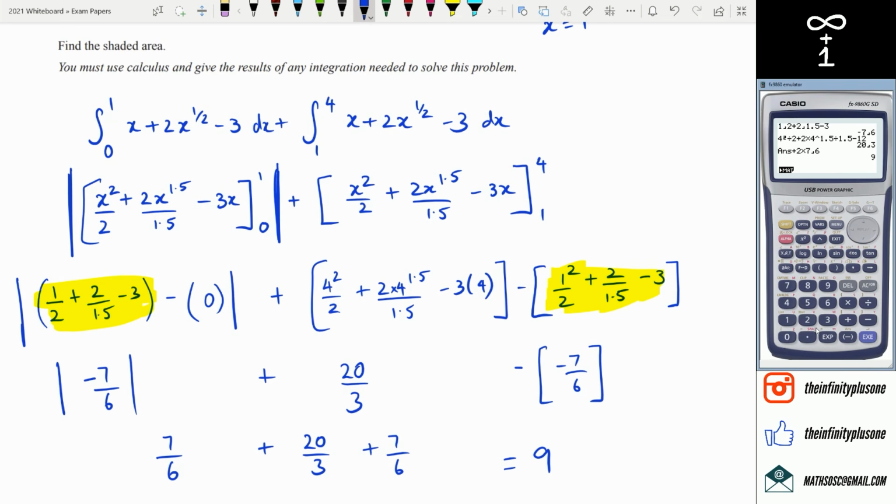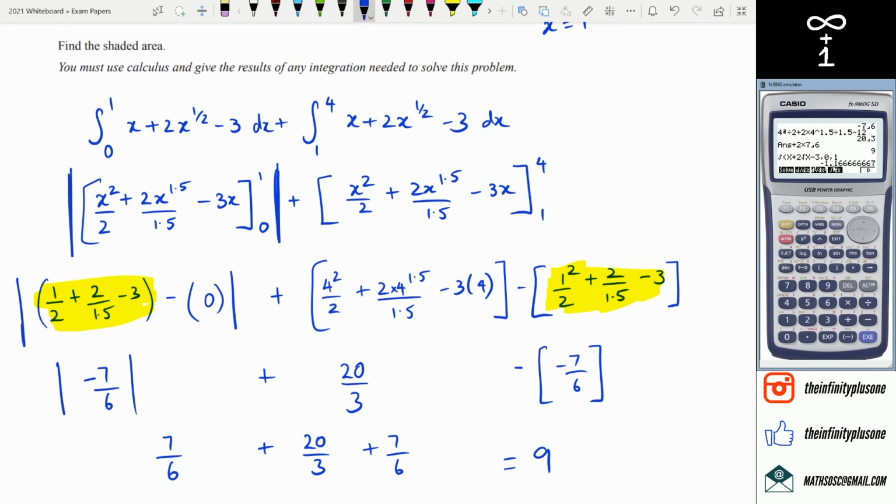Correct solution, correct use of signed area. So I would probably show up to the second line. I might even show up to the third line, but then instead of spending all that time trying to work it out, I would have just put this straight on the calculator, right? Because me being lazy. So I'm going to go to integral. What have I got? I've got x plus 2 root x minus 3, between 0 and 1.